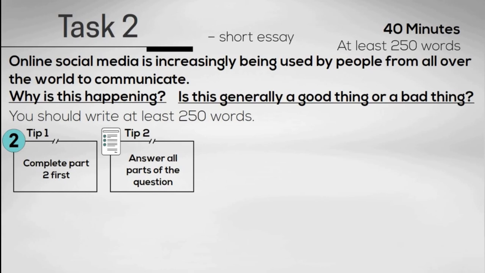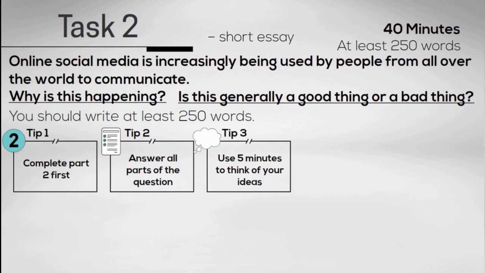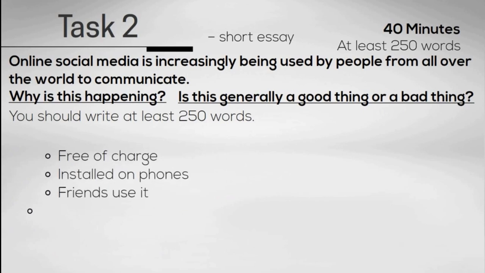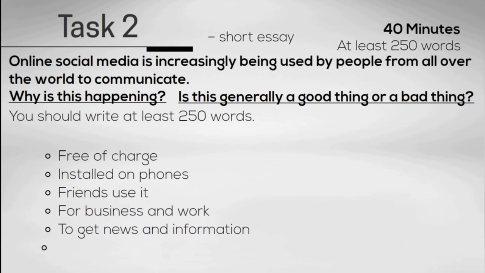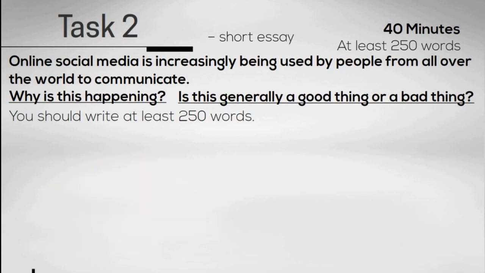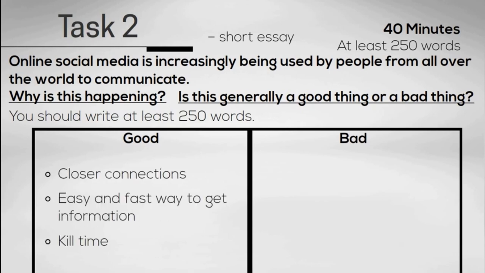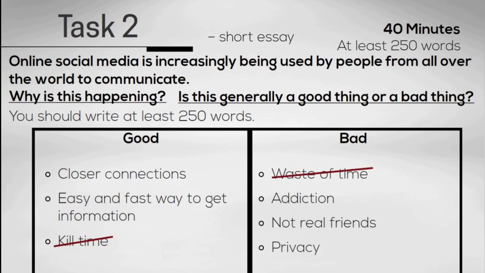So first, think of your ideas. Out of 40 minutes, spend around 5 minutes doing this. That's tip number 3. So why are people increasingly using social media? Jot down your ideas. Decide which ones are the best. Decide which ones are not very useful. And is using social media a good thing or a bad thing? Again, jot down your ideas. Decide which are your best arguments and which ones to cross out.